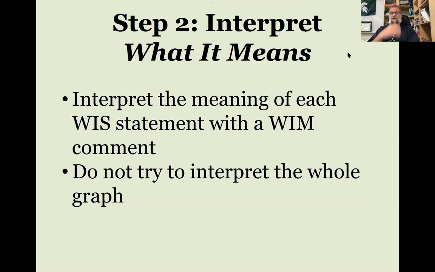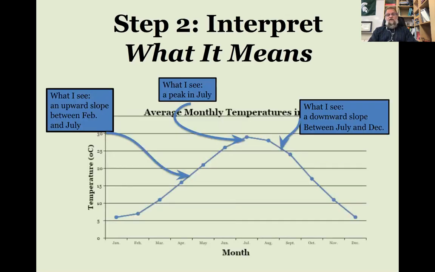Then we move to stage 2, which is the interpret stage. What it means, we call it the WIM statement. So WIS, W-I-S, what I see, and then you do the WIM, what it means. You're going to interpret the meaning of each WIS statement with a WIM comment. They connect. Do not try to interpret the whole graph, just each section. So here are our initial comments. Usually it's a good idea to go back in with a different color note, different color marker, and attach a WIM to each WIS. Our first WIS is: I see an upward slope between February and July. So what does this mean, that the graph is going up between February and July?